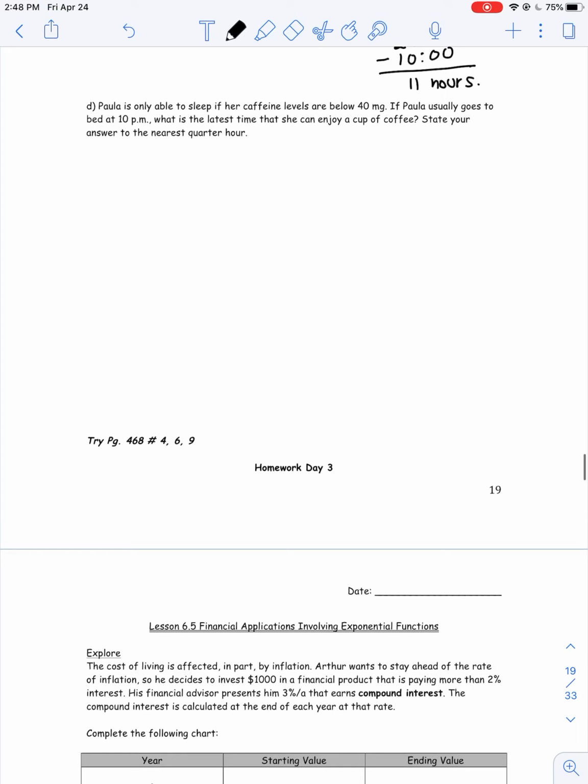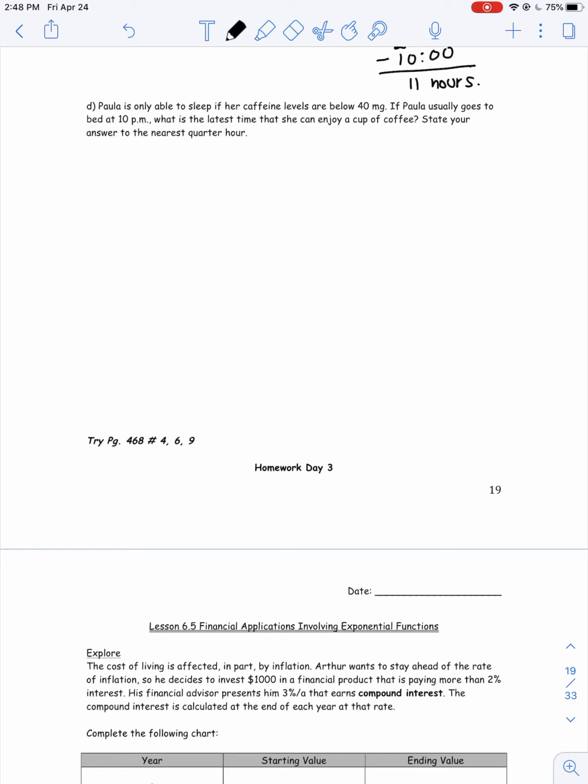And then our last question here. Paula is only able to sleep if her caffeine levels are below 40 milligrams. If Paula usually goes to bed at 10 p.m., what is the latest time that she can enjoy a cup of coffee? State your answer to the nearest quarter hour.